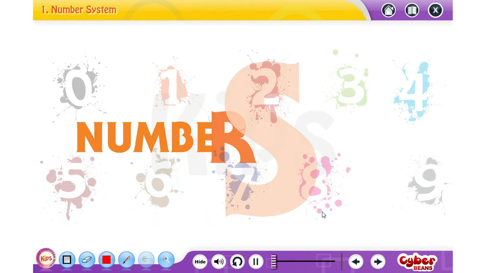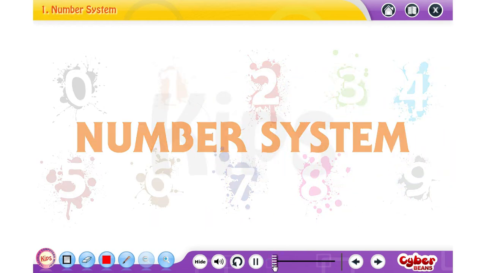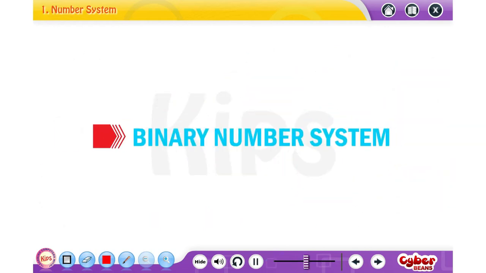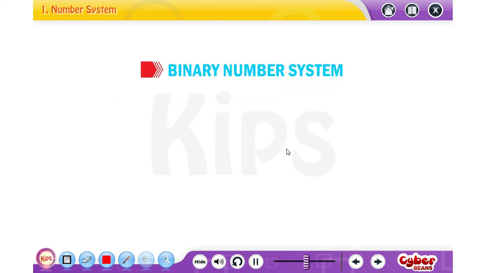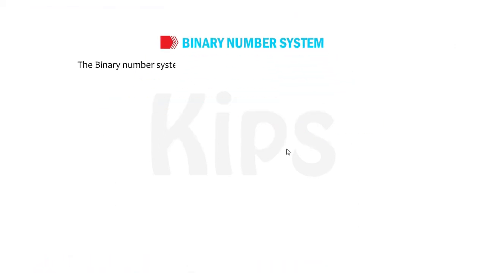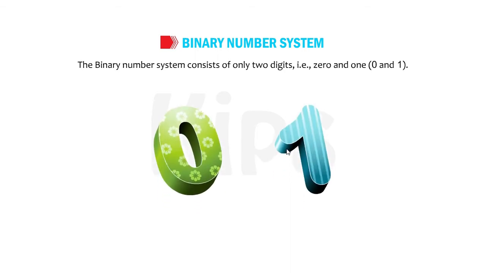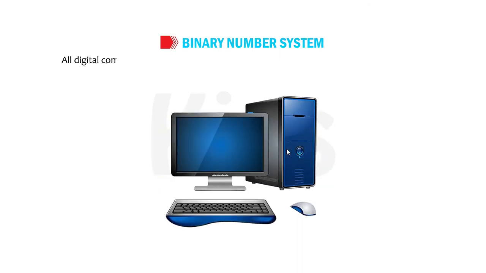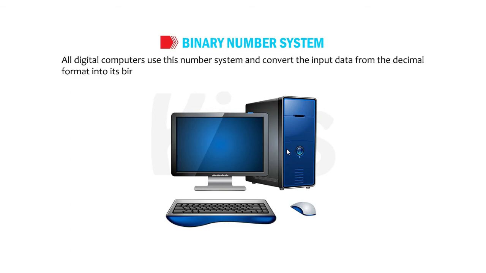Hello students, today we are going to learn about the binary number system. The binary number system consists of only two digits, that is 0 and 1. Since this system uses two digits, it has the base 2. All digital computers use this number system and convert the input data from the decimal format into its binary equivalent.